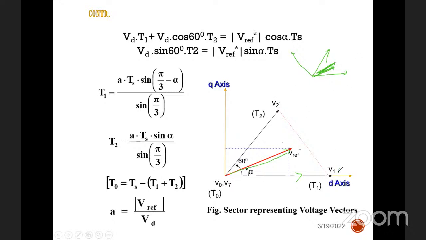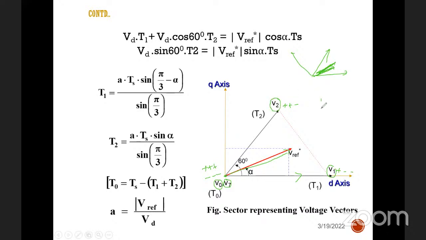Here we know that the switching state is nothing but plus minus minus. This is nothing but plus plus minus. This is nothing but all plus and all minus. We know that all plus is nothing but V7 and all minus is nothing but V0. This plus minus minus we indicate with V1. Plus plus minus we indicate with V2.